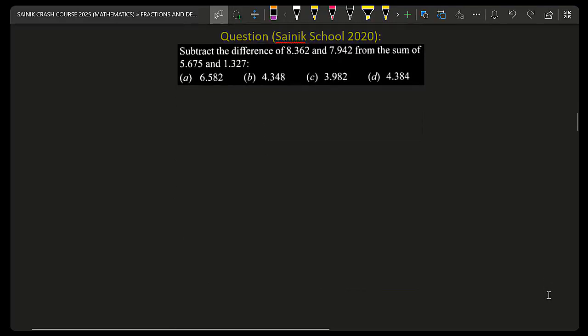So all of you try the next question, which is from 2020 paper. Subtract the difference of 8.362 and 7.942 from the sum of 5.675 and 1.327. Simple addition and subtraction question. All of you try this, and if you want to give answer, can raise a hand. Those who are not raising hand, I'll call you by names.